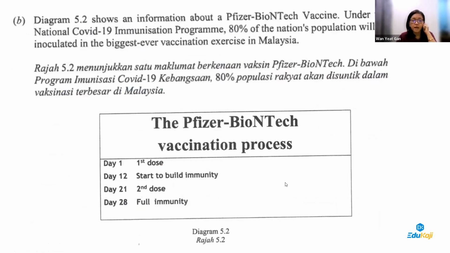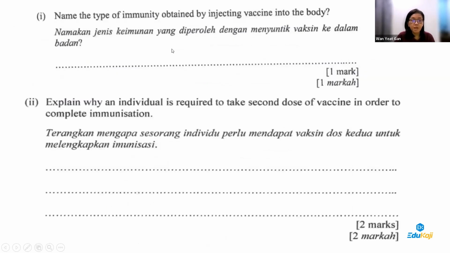Okay, next. Diagram 5.2 shows information about the Pfizer BioNTech vaccine. Under the national COVID-19 immunization program, 80% of the nation's population will be inoculated in the biggest ever vaccination exercise in Malaysia. So I'm sure most of you would have got your vaccination as well. So you have the first dose and the second dose. After the second dose, you receive full immunity.